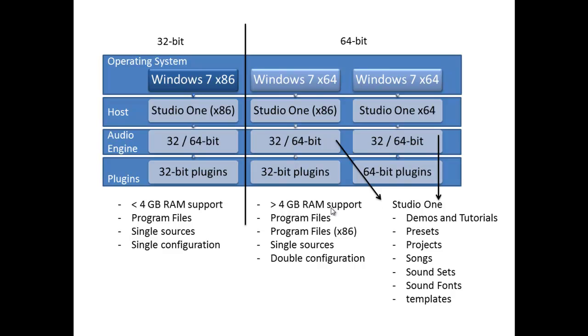So, if we look at it again, just to a little recap, 32-bit operating system means a 32-bit version of Studio One, means 32-bit plugins, and you can have the audio engine running at either 32 or 64-bit precision. If you have a 64-bit operating system, you can run either the 32-bit version of Studio One with the 32-bit plugins, or 64-bit version of Studio One with the 64-bit plugins, and they can run alongside each other. You can share your resources, but you will need to do individual configuration of those Studio One instances.